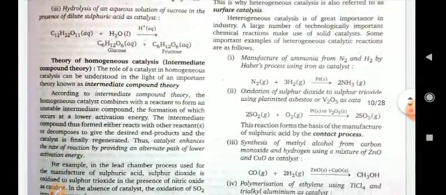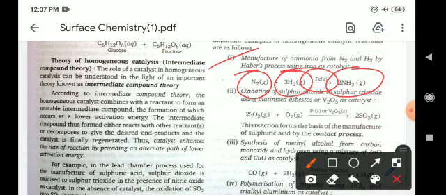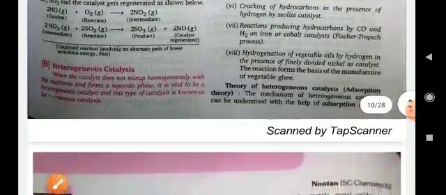For example, the manufacturing of ammonia. You can see here N2, H2 and NH3. These are in the gaseous state, but the catalyst used in this reaction, that is iron, is solid. So you can see that the reactants, products and catalyst are not in the same phase. So it is an example of heterogeneous catalysis. Another is the oxidation of sulfur dioxide. Here also, with gaseous reactants, a solid catalyst is present. There are many other examples given here.